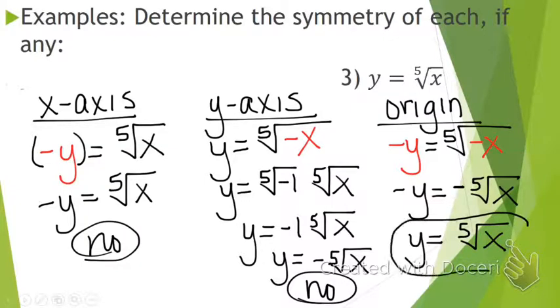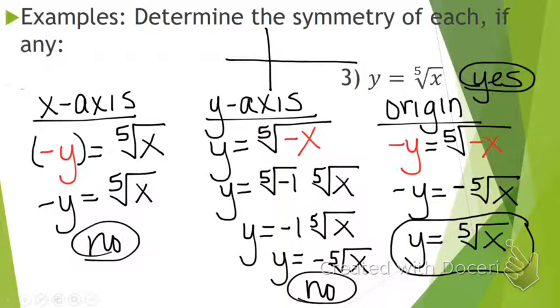So if there is a way for you to get back to the original, as long as you're doing that operation on both sides, it's legal. So the answer is yes. This does have origin symmetry. I'm just going to give you a quick sketch of that graph. It looks something like this. And if you were to rotate that 180 degrees, it would be a match, which is why it is a yes.